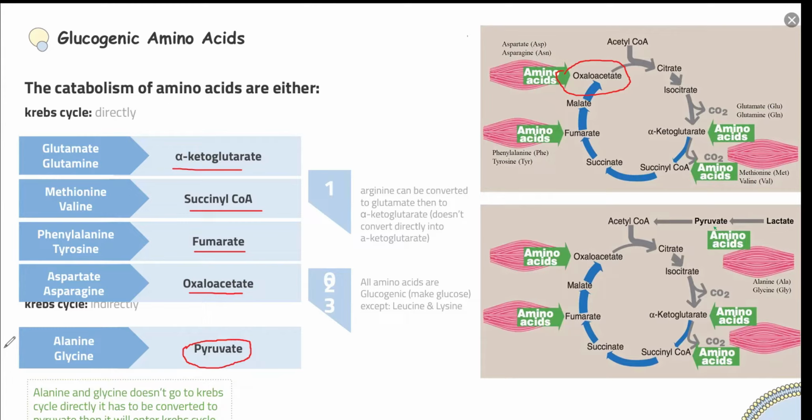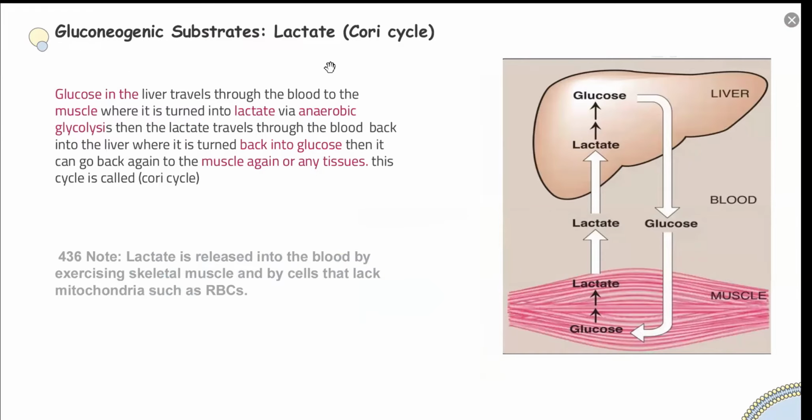So this is how gluconeogenic amino acids are utilized in gluconeogenesis. The next thing is lactate as a substrate for gluconeogenesis. Glucose from the liver travels through the blood to the muscles, and in the muscles the glucose can be broken down through glycolysis to generate lactate. And the lactate at the same time can be transported back from the muscles to the liver.